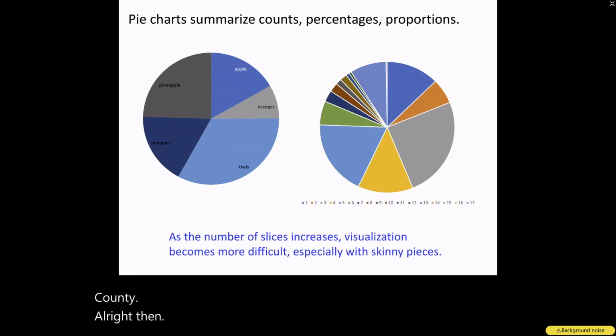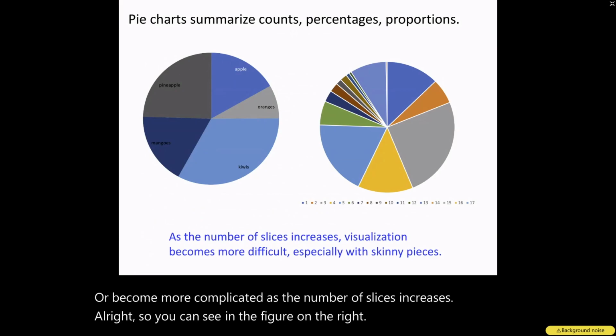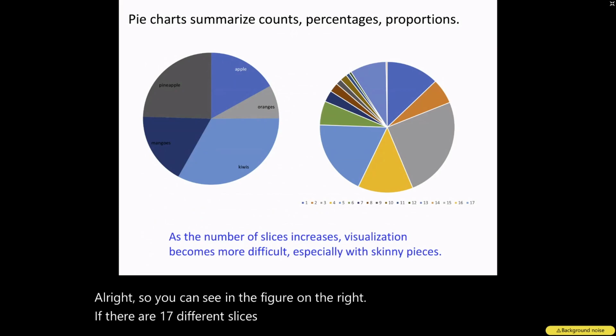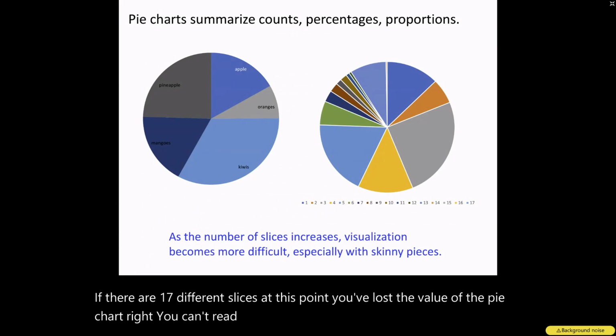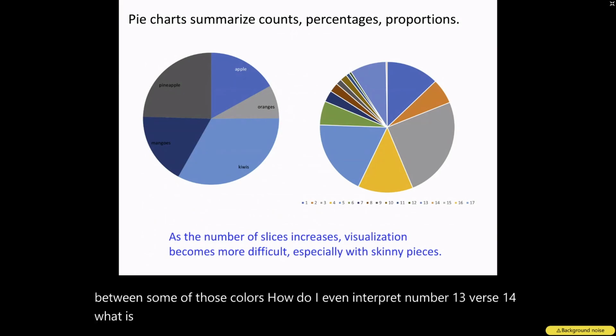These start to fail or become more complicated as the number of slices increases. All right, so you can see in the figure on the right that there's 17 different slices. At this point, you've lost the value of the pie chart, right? You can't read it. There's too many slices. What's the difference between some of those colors? How do I even interpret number 13 versus number 14? What is 13? What is 14 for that matter while we're at it?